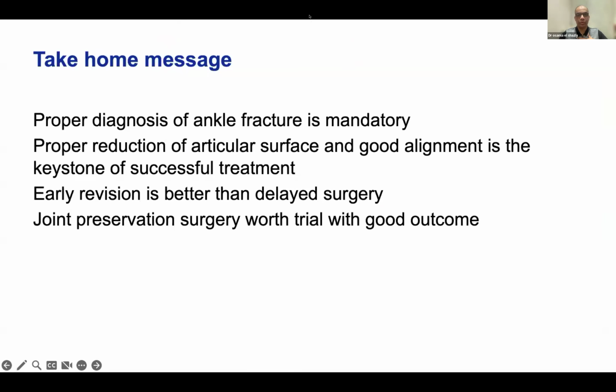and good reduction and treatment of malleolar fractures. Proper reduction of the articular surface and good alignment is the keystone for successful treatment. Early revision is better than delayed surgery. Joint preservation surgery is worth a trial, with good outcome. So thank you so much, and I'm ready for any question.